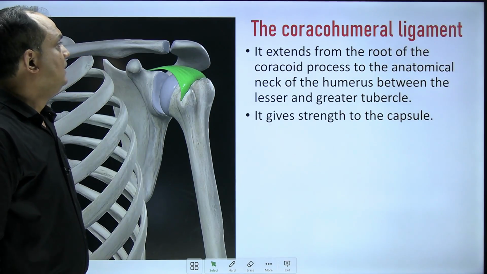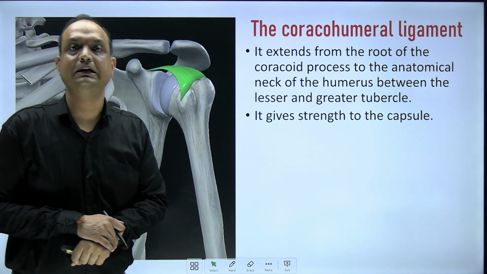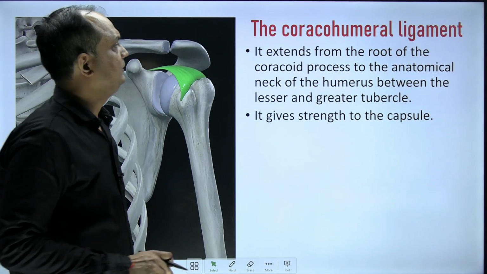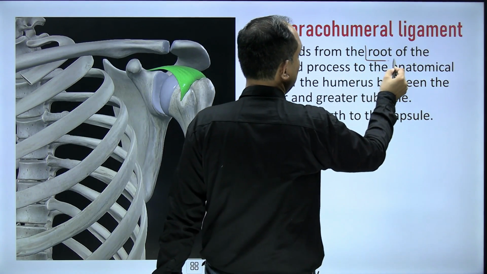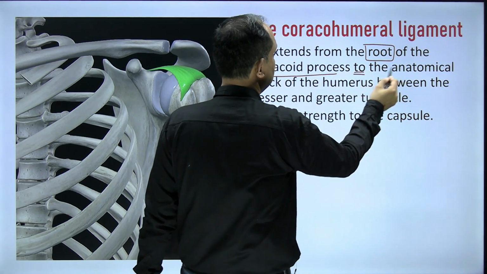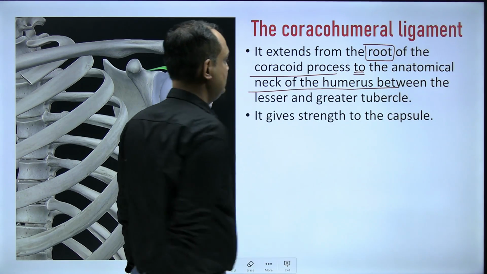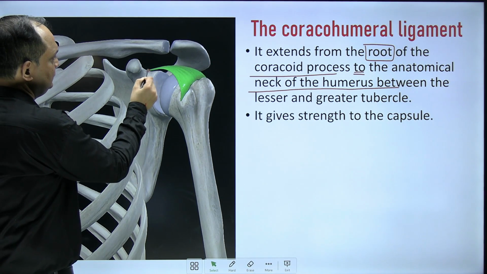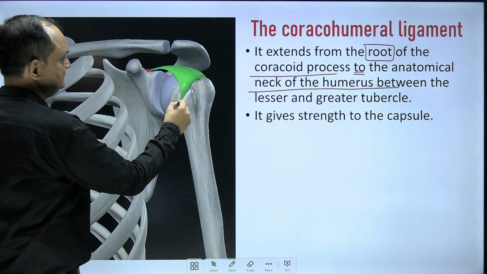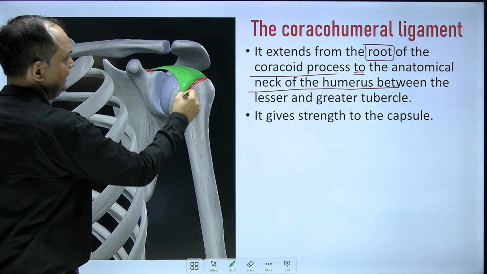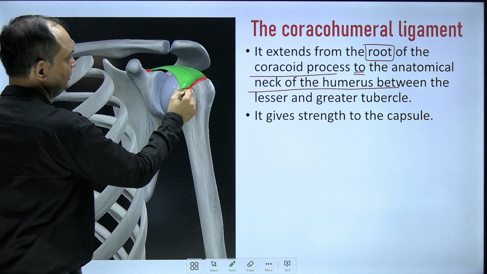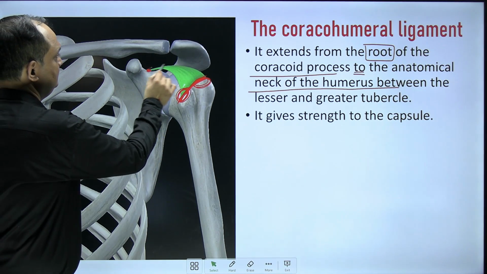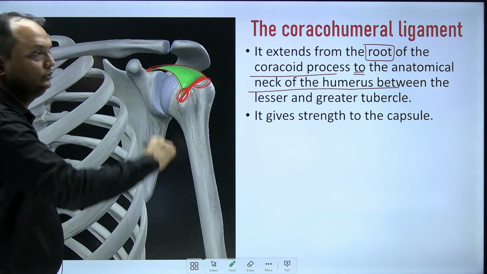Clear? Now the next ligament is the coracohumeral ligament. This coracohumeral ligament extends from the root of the coracoid process to the anatomical neck of the humerus, between the lesser and greater tubercle. So this is the root of your coracoid process. This is your anatomical neck, and on the anatomical neck it attaches in the lesser and greater tubercle area, and it provides strength to the joint from above.